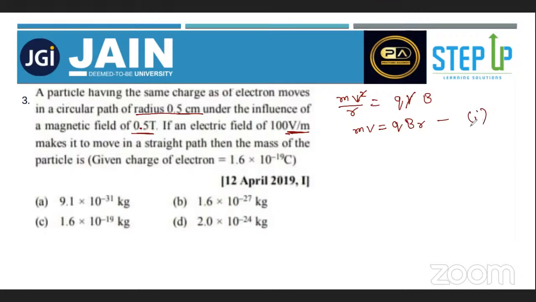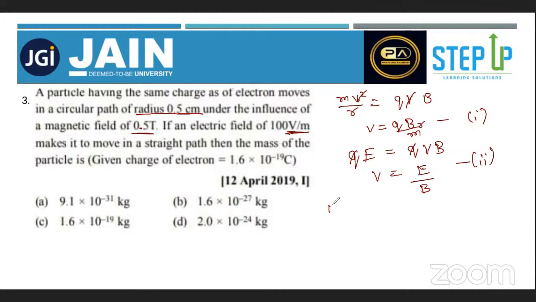Also, in terms of the electric field, the force is given as Q into electric field, F is equal to QE, to provide this force, which is equal to QVB. Here Q and Q get cancelled, so the velocity from here is equal to E by B. And from the first equation, the velocity value will be equal to QBR by M. This becomes the second equation; because both are equations for velocity, we can equate them.